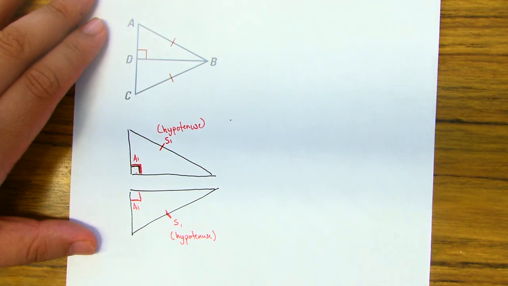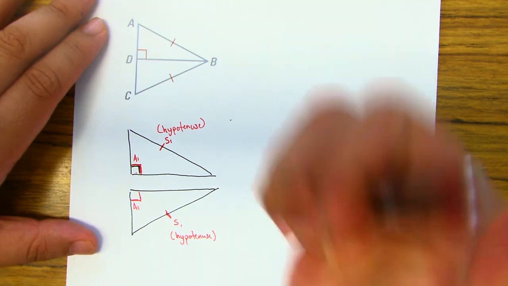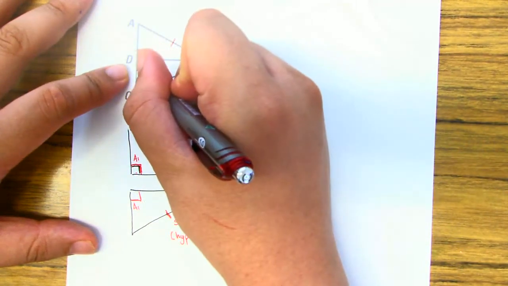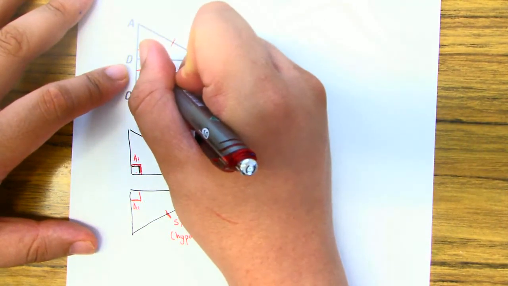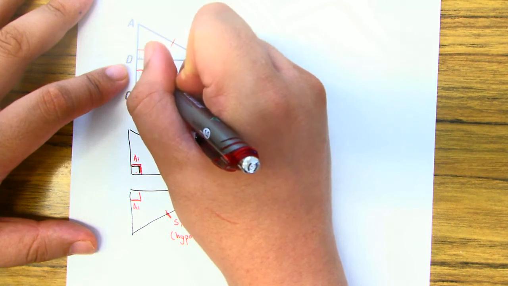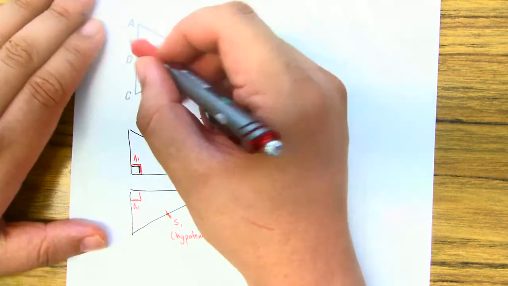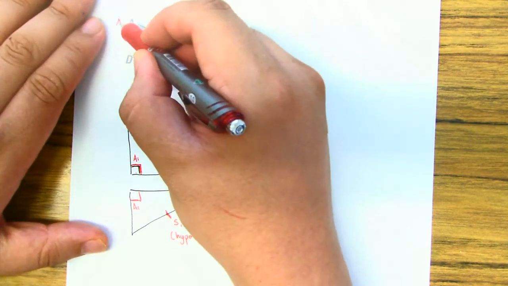Oh, I'm sorry. Oh, that's what you meant. Oh, you're asking why this is a right angle. The reason why this is a right angle is because this is a linear pair, right? What's a linear pair? A linear pair is if you have a straight angle.